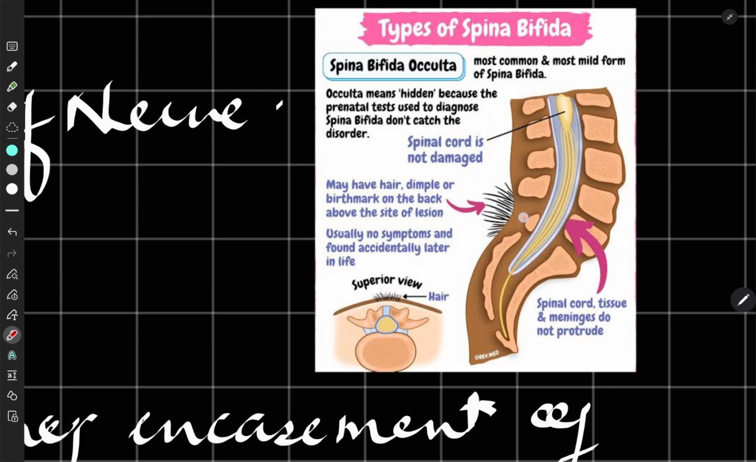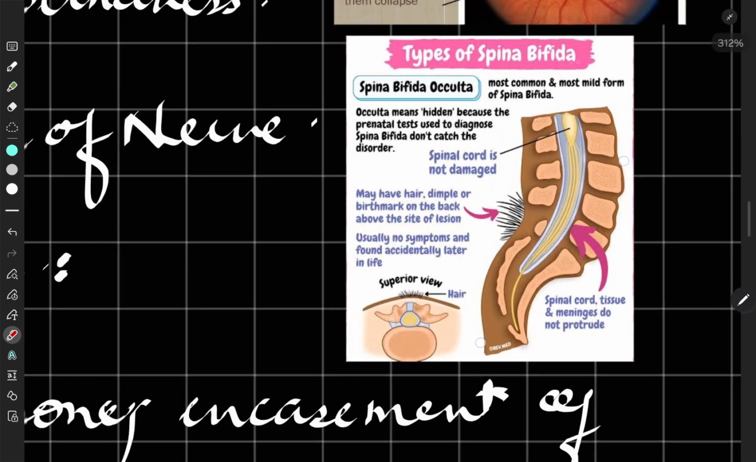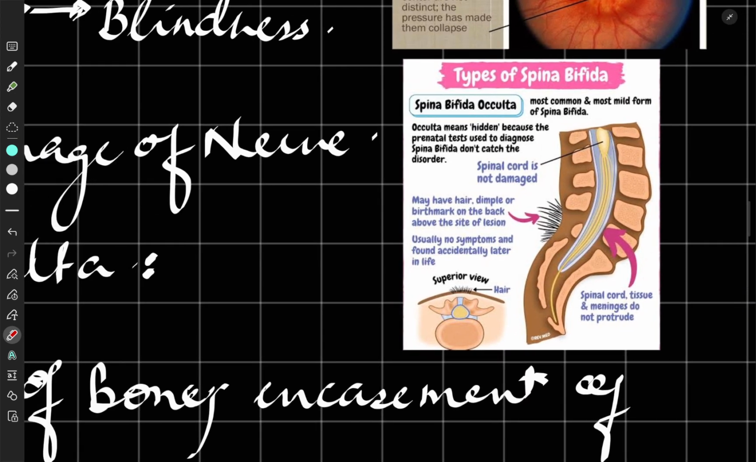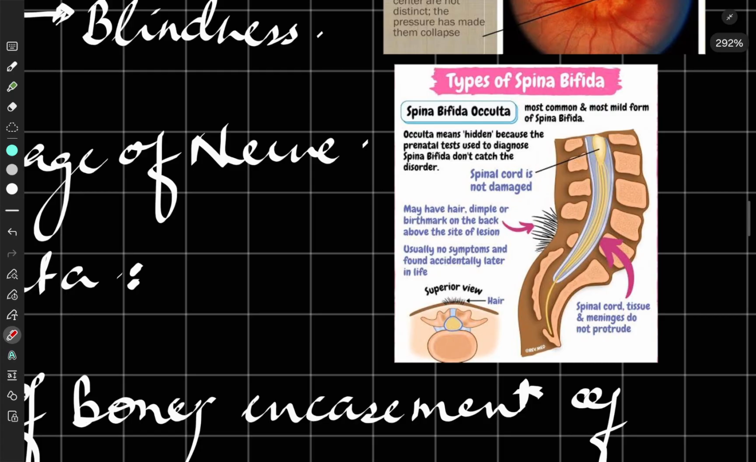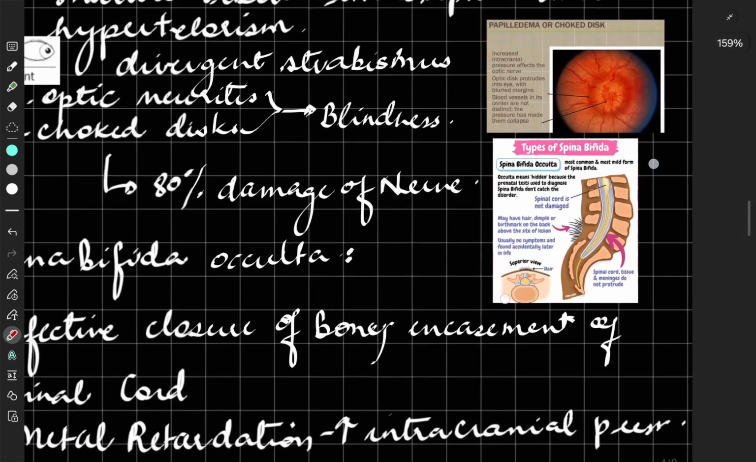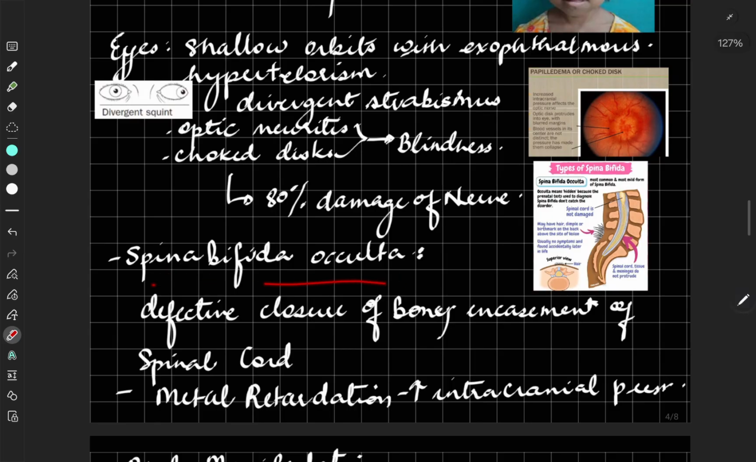It is due to the vertebral bones not being quite formed, so they cannot hide the spinal cord. So there is a little bit of exposure of the spinal cord, which can cause some hair, or there will be a dimple in the back above the side of the lesion, but there will not be any symptoms found in this kind of spina bifida, which is spina bifida occulta. So it can occur or not, a defective closure of the bony encasement of the spinal cord, as I just told you.